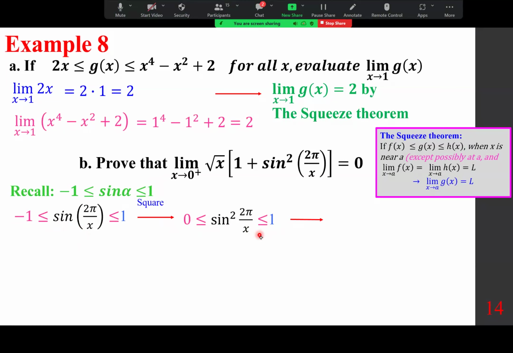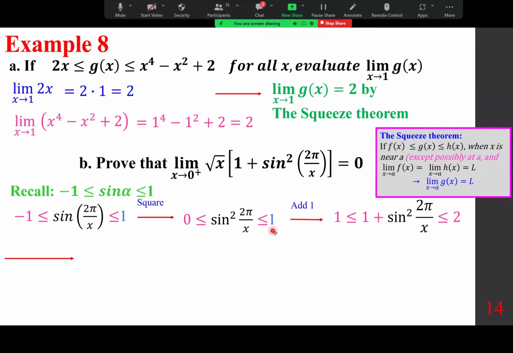All right. So we got this part, everybody. We want to make it look like this. So what is missing? 1. So let's add 1 to all sides. Add 1. This becomes 1, this is plus 1, this becomes 2. So we just added 1 to all sides. That's simple.